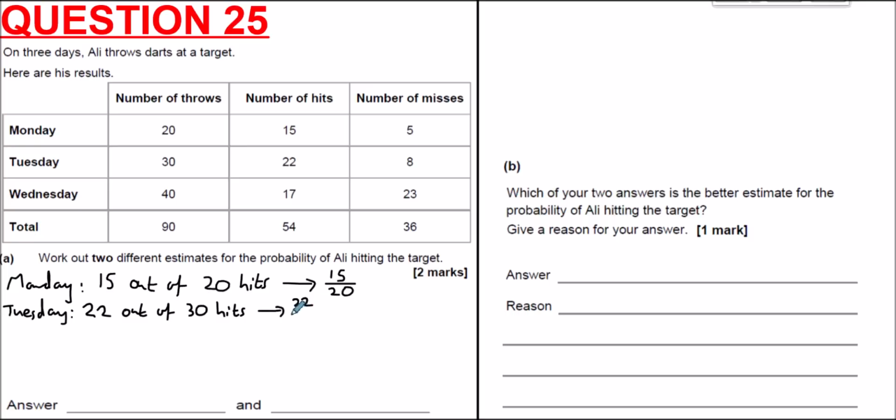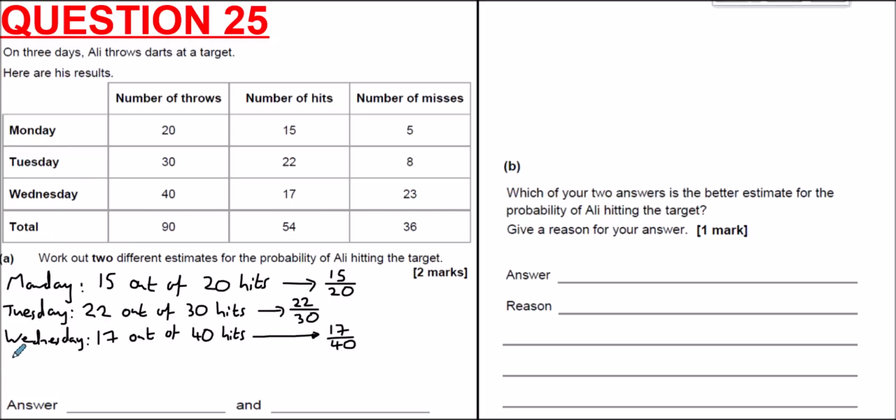So that means 22 of a possible 30. On Wednesday, same idea. Based on Wednesday, he only hit 17 out of 40 though. So Wednesday didn't have a good day. 17 out of 40 hits makes out that he's less than 50% likely to get a hit, because 17 out of 40 is less than half. He hits the target less than half the time on Wednesday.